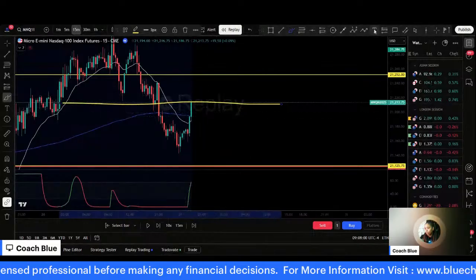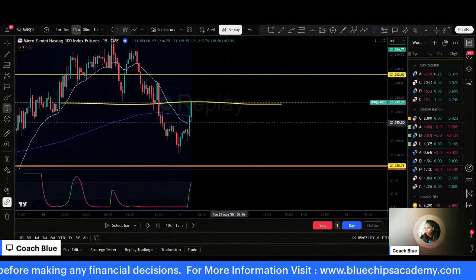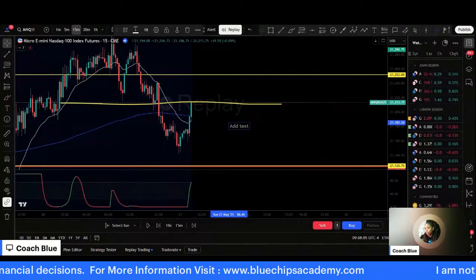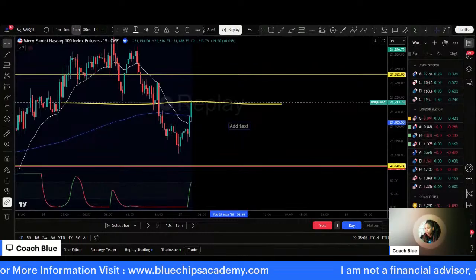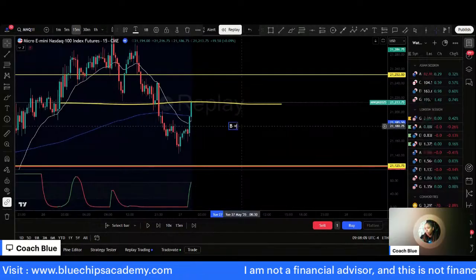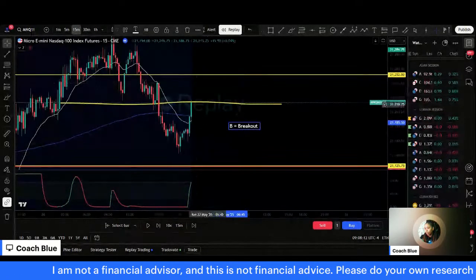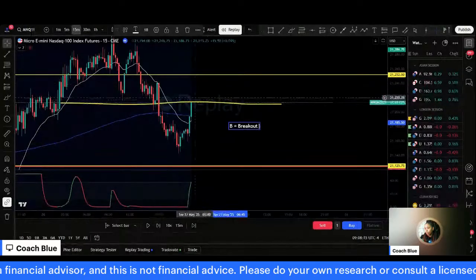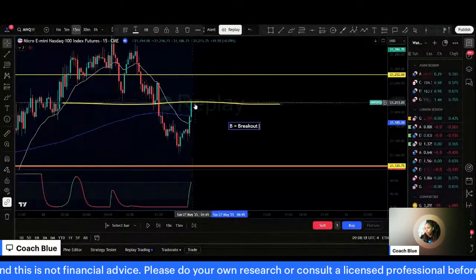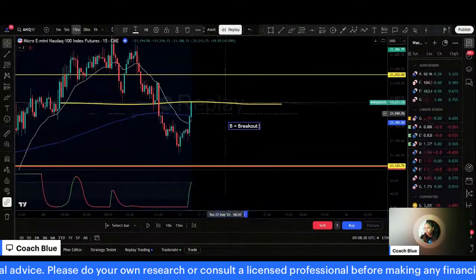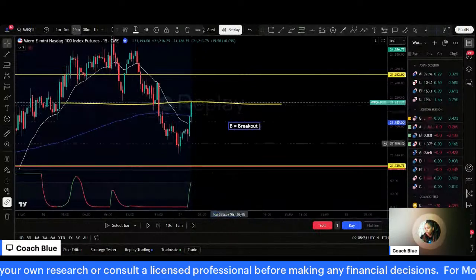The first thing I'm looking for when I'm looking at a BPC is a breakout. That's what the B stands for. I want price to break past this key level. That's considered a breakout for me.